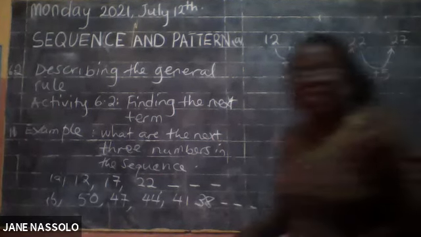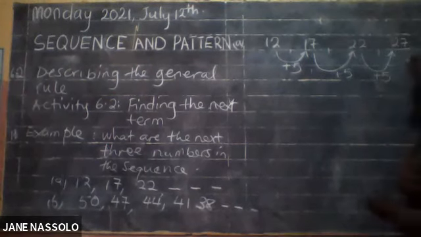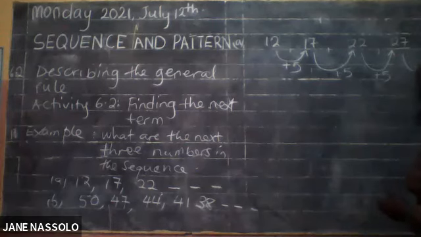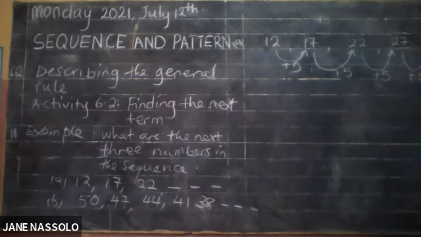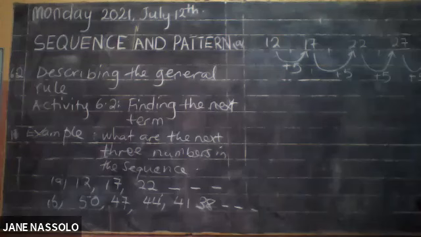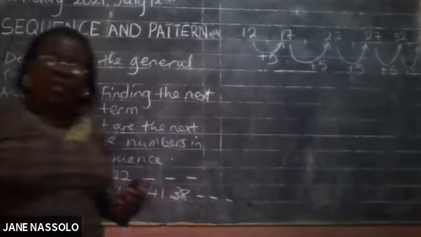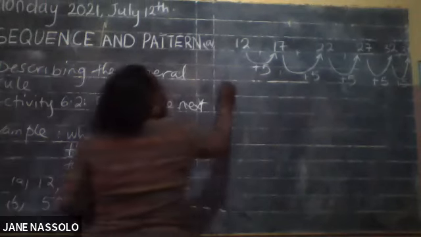Remember, we want 3 terms. We have only achieved 1. We want to get the next term. What shall we do? Again, we add 5. And when we add 5, what do we get? 32. We have achieved the first and the second. We need the third one. We add 5 and we shall get 37. So those are the next 3 terms in that sequence. The sequence, the general rule. What is the general rule?